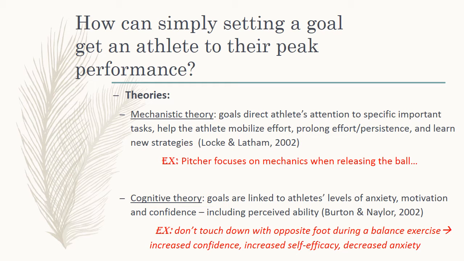There's also a cognitive theory type of goal setting. Goals are linked to athletes' level of anxiety, motivation, and confidence, including their perceived ability. So, back to our other example that we talked about, if an athlete doesn't touch down with the opposite foot during a balance exercise, they may have increased confidence after doing that exercise, increased self-efficacy, or their belief in their ability to perform a task, as well as decreased anxiety about performing that task. So those goals are specifically linked to their psychological evaluation or their cognitive appraisal of their ability to do a task.